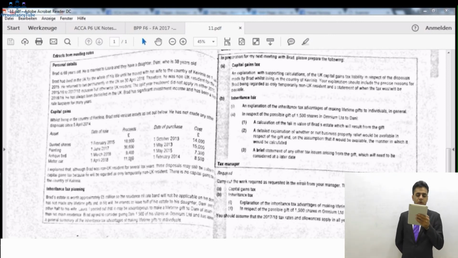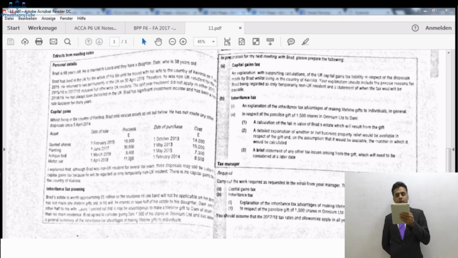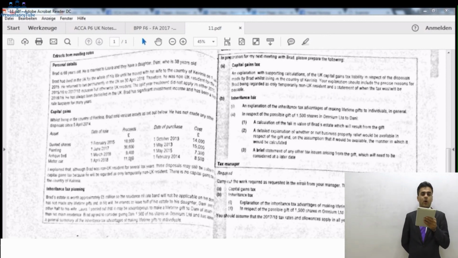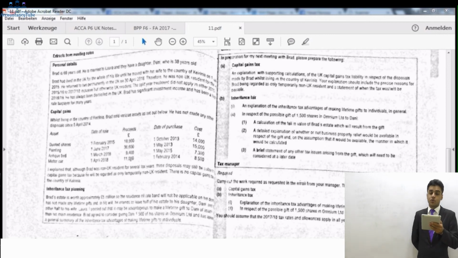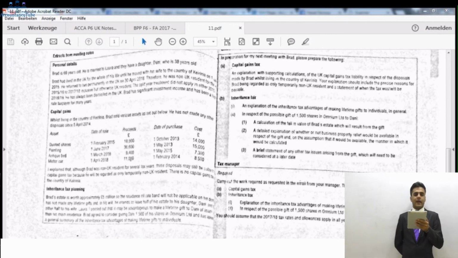Then after that it says motor car. It was sold on 1st of April 2018 when he was in the UK, and it was purchased on 1st of April 2014. However, if you remember, we have studied the list of exempt assets for capital gains tax purposes, and motor car was one of them. So a motor car is exempt for capital gains tax purposes. It doesn't matter when he purchased or sold, it will be exempt.